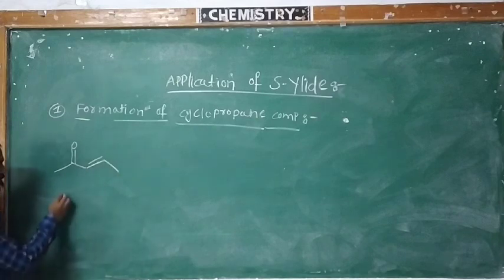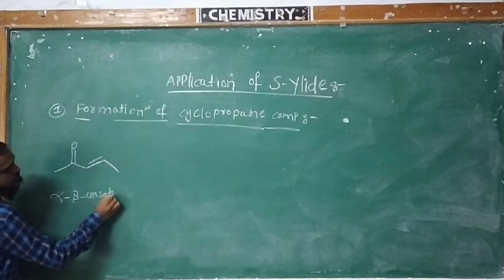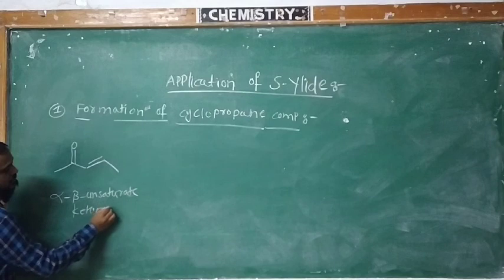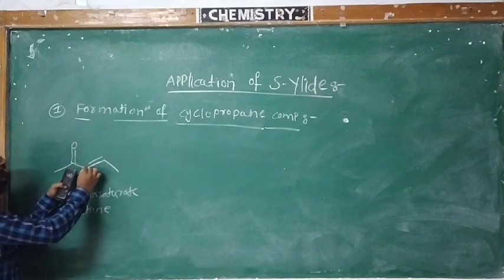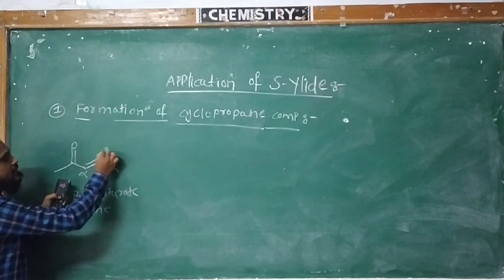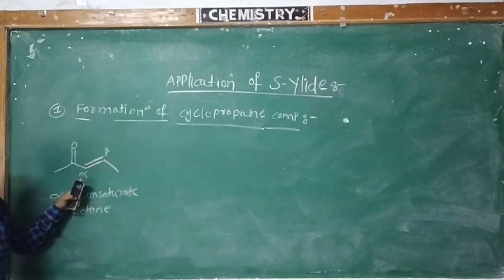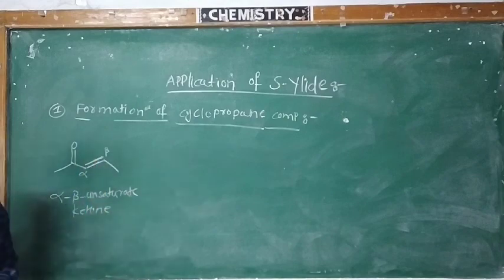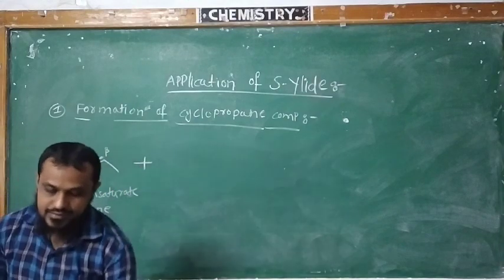This is our alpha beta unsaturated ketone. This is our functional group. This carbon atom is called the alpha carbon, and this carbon atom is called the beta carbon. And in between, unsaturation is present, so it is called an alpha beta unsaturated ketone. It reacts with stabilized sulfur ylide. We know that.